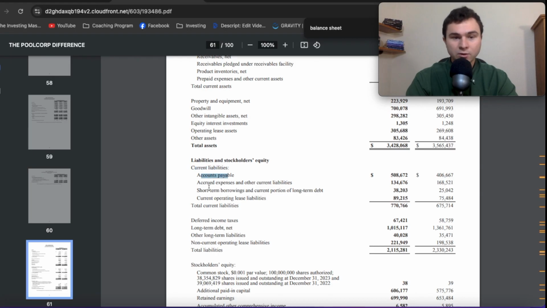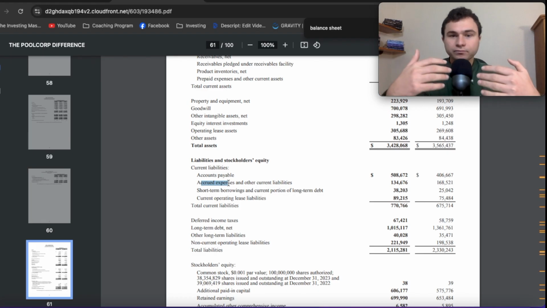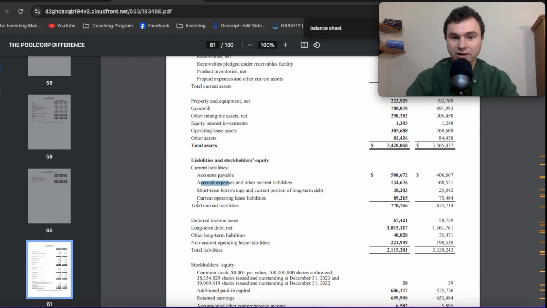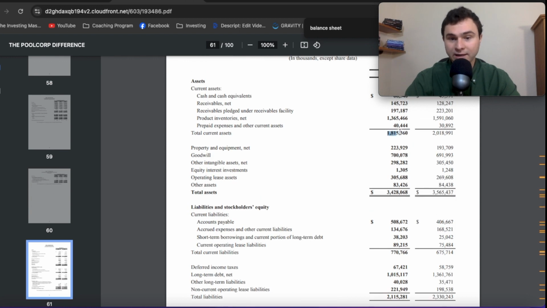So accounts payable, short-term debt, accrued expenses, the short-term liabilities, short-term lines that you owe to somebody else and you have to pay this money within 1 year. So total current liabilities of almost $800 million. You divide 1.8 billion by $800 million and you get a ratio. This is higher than 1. You want the current ratio to be higher than 1.